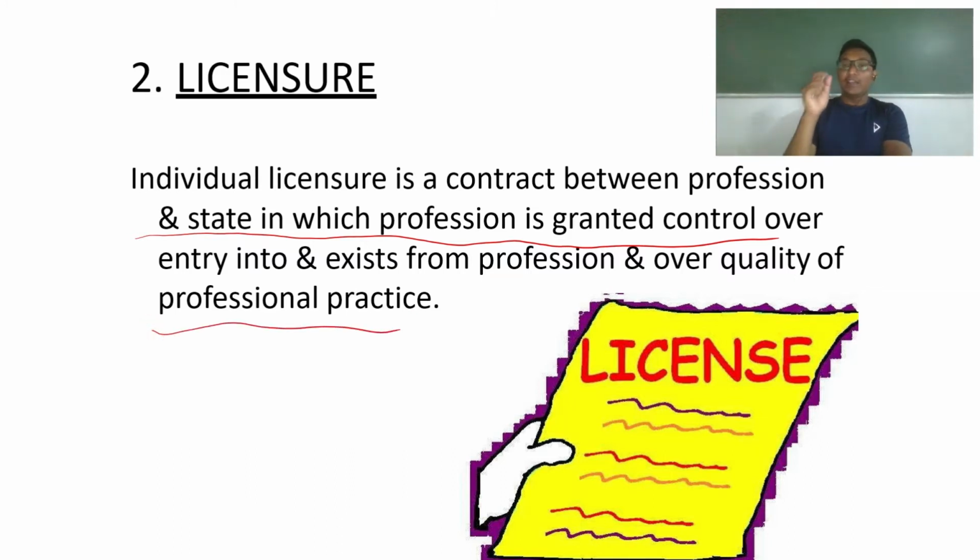So mainly we are given a particular license. If you want to run a particular hospital, if you want to run a nursing home, you need what? A license, correct or not? So it is a contract between the profession as well as the state. Here it is applicable to the person who is working in the institution, and also it is applicable to the institution with the government and with the central body.